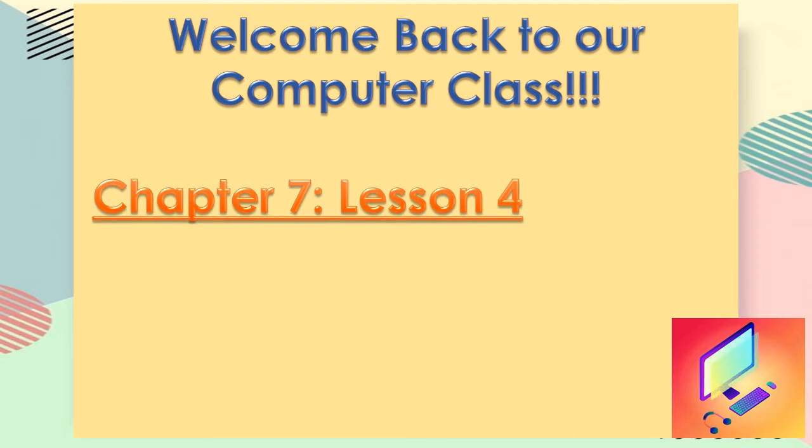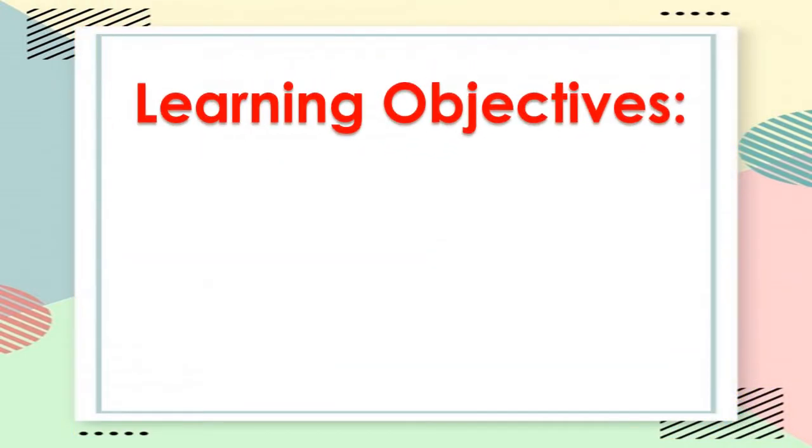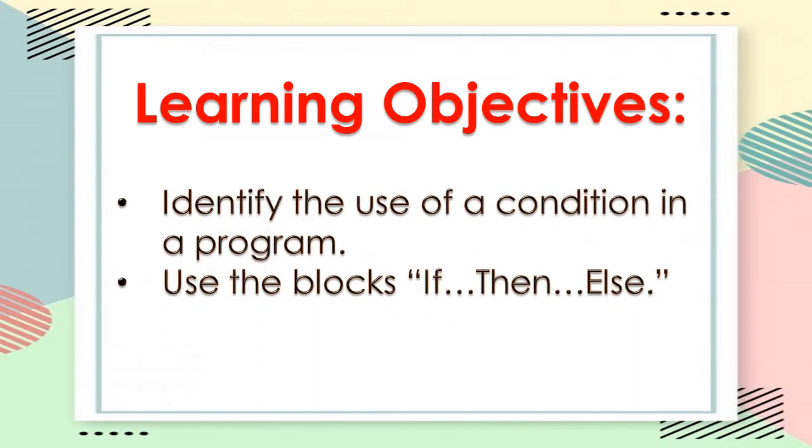We are now in Chapter 7, Lesson 4, and it's about From Algorithm to Coding. Textbook pages 74 to 75. Here are the objectives of our lesson today. First, to identify the use of a condition in a program, and second, to use the blocks if, then, else.